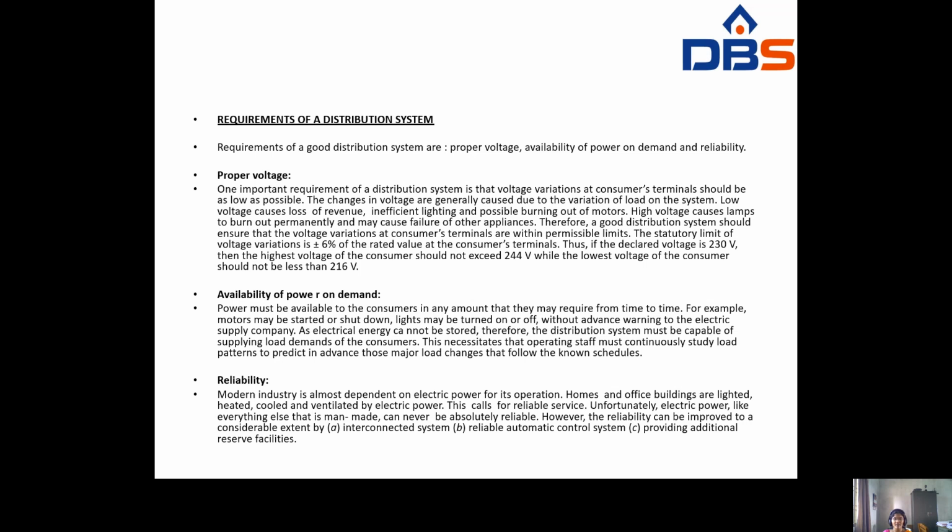Proper voltage: one important requirement of a distribution system is that the voltage variations at the consumer terminals should be as low as possible. The changes in the voltage are generally caused by variations in the load on the system. So whenever there are variations in the load on the system, the voltage value may vary.